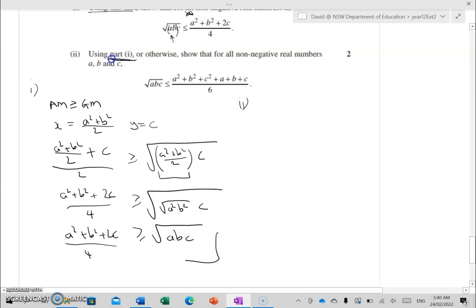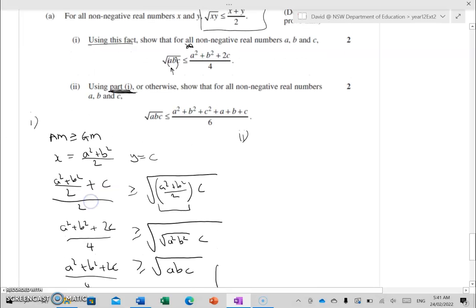Using part I, or otherwise, and usually when they say that, use part I. Show for all non-negative numbers a, b, c, that, and we've got that expression there. What do I notice? We've got a, b, c, three variables, so often three pairs is what we're after. I've also got an ab and a c at the back. We've got it on 6, not sure where that comes from yet, and I've got a root abc, which looks to come directly from there.